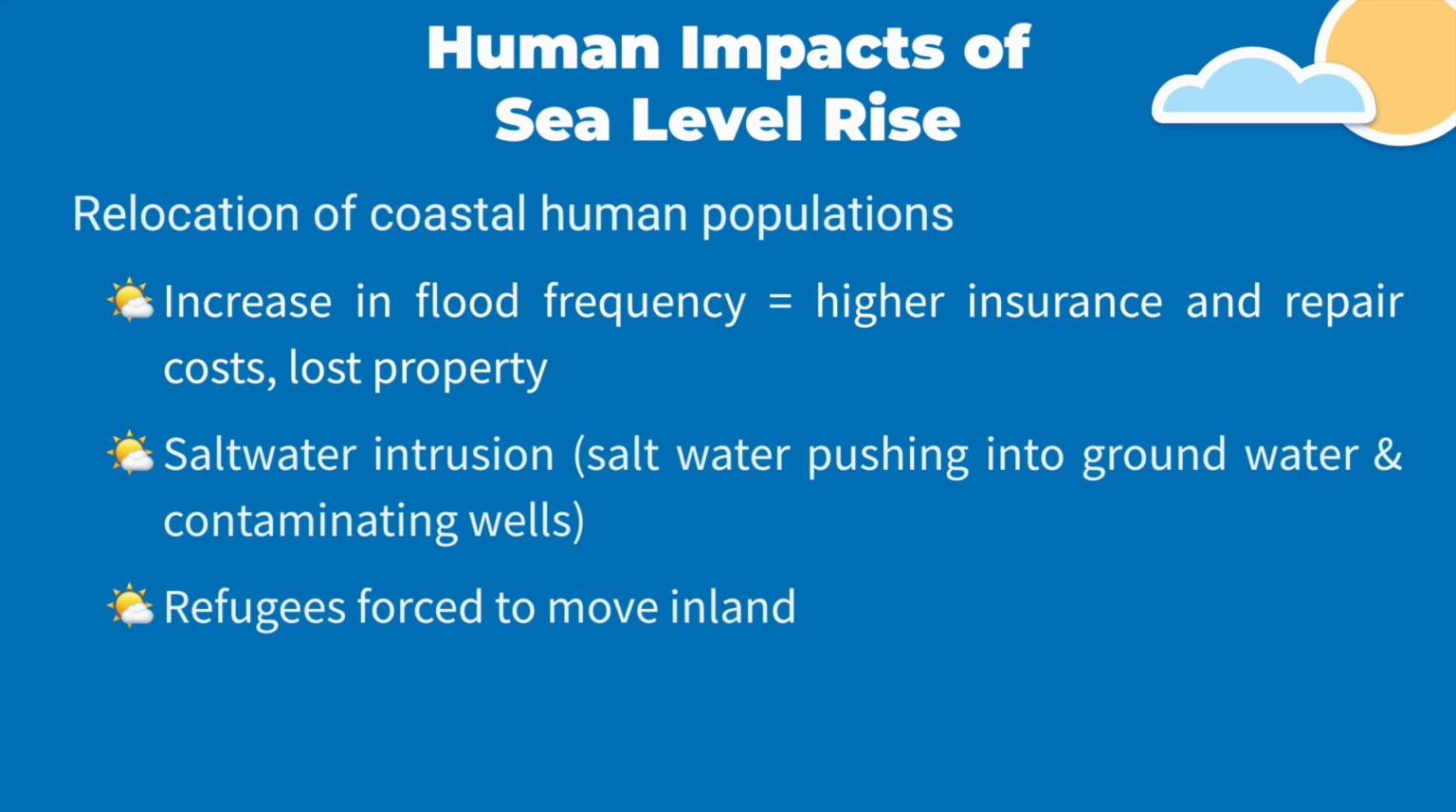Human impacts of sea level rise. So the humans living on the coast are going to relocate. So an increase in flood frequency means that those living along the coast have higher insurance rates and repair costs, as well as lost property altogether should the waters flood too high. We can have that saltwater intrusion that we talked about, where saltwater pushes into the groundwater that is freshwater underground, and that will contaminate the drinking water that is pumped out of wells near the coastline. And then refugees are forced to move inland.